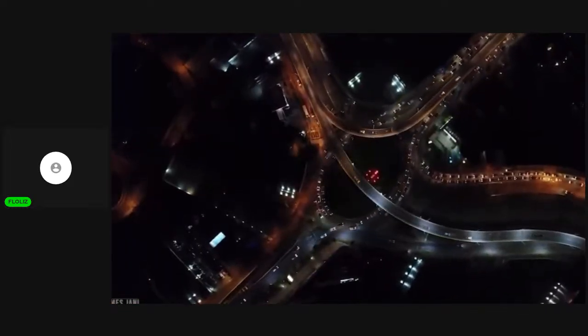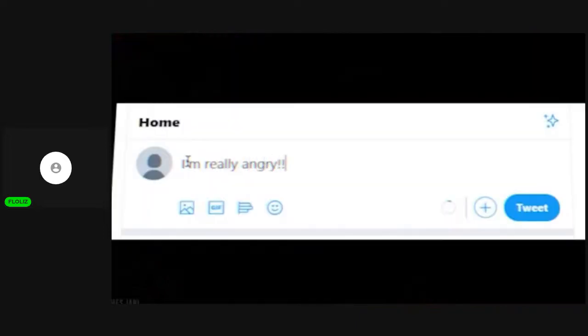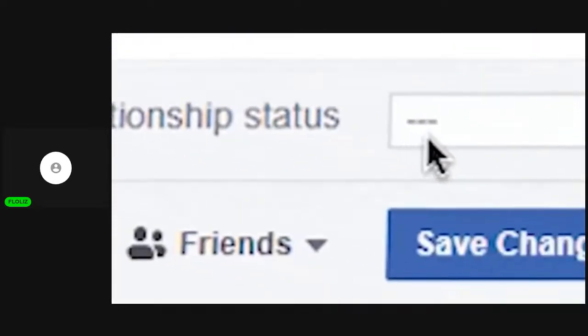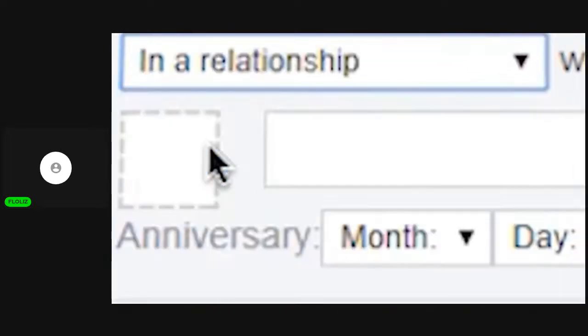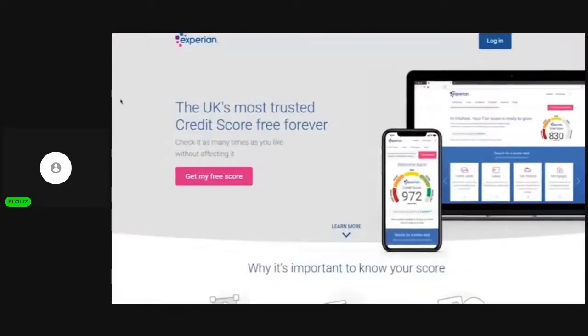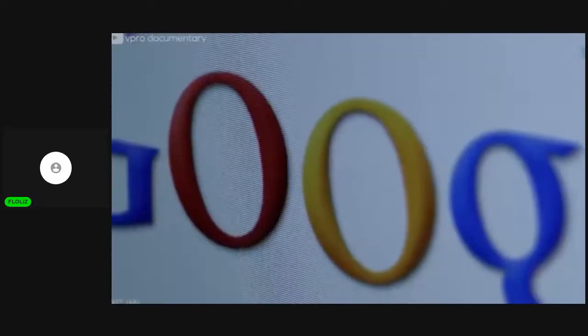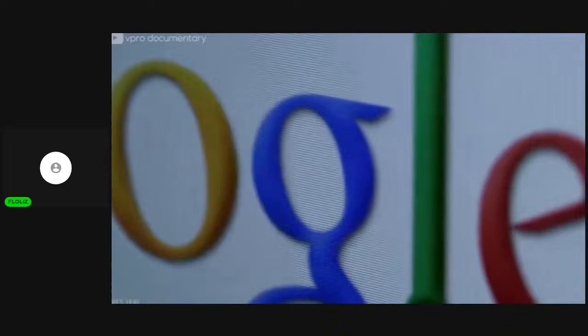You see something you like? Double tap. You see something you dislike? Tweet about it. You're in a relationship? Update your relationship status. Want to browse the news? Do it online. Want to find out your credit score? Do it online with a trusted agency. Want to trade stocks? Use an app. Track your calories? Use an app. Having health problems? Google it. Having relationship problems? Google it. What could possibly go wrong?